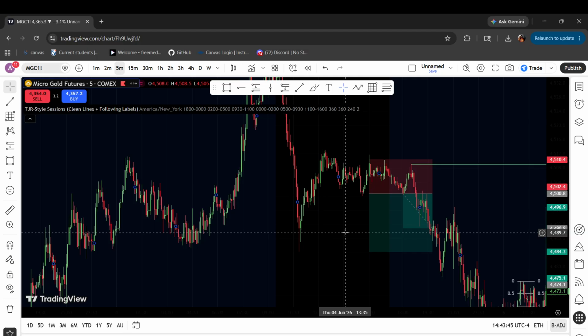So quick disclaimer, this isn't financial advice. I'm just showing you how I personally look at price structure and how I use this price action when trading gold. So what does break of structure mean?